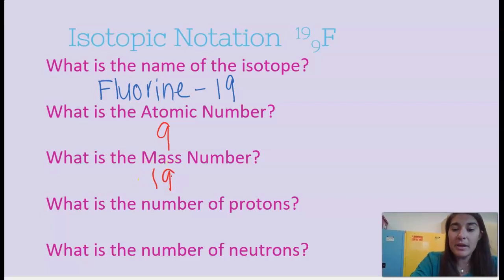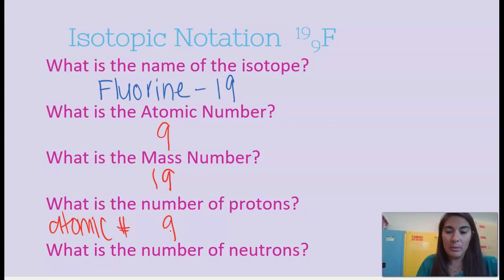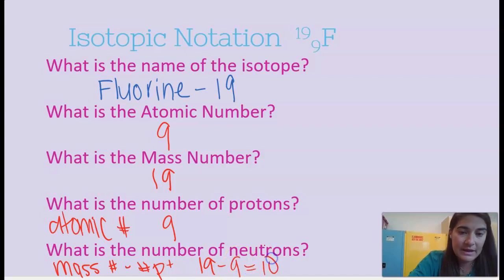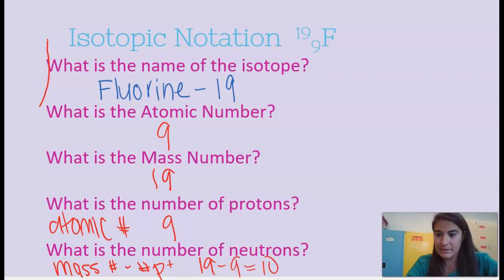The number of protons, again, that's always the same as your atomic number, right? So give yourself these reminders in your notes. Help yourself out. It's 9. And then what is the number of neutrons? Okay, so the number of neutrons is always going to be our mass number minus the number of protons. So for here, that's 19 minus 9, which is going to give us 10. And I think mine is zoomed, unfortunately. Let's see.